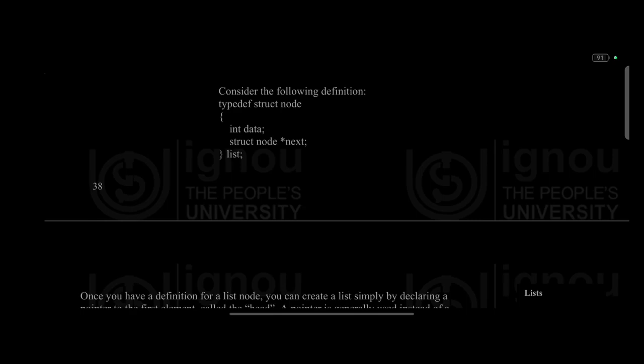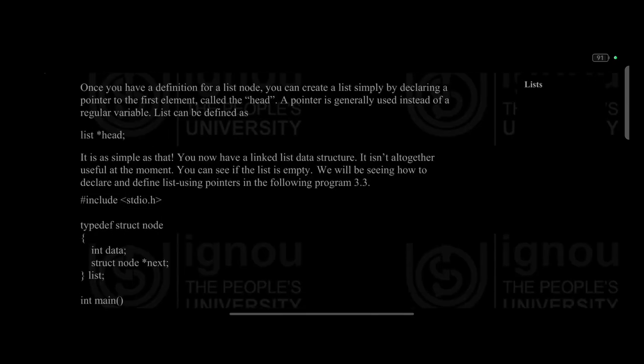Consider the following definition. typedef struct node { int data; struct node *next; } list; Once you have a definition for a list node, you can create a list simply by declaring a pointer to the first element called the head. A pointer is generally used instead of a regular variable. List can be defined as list *head. It is as simple as that. You now have a linked list data structure. It isn't altogether useful at the moment. You can see if the list is empty.